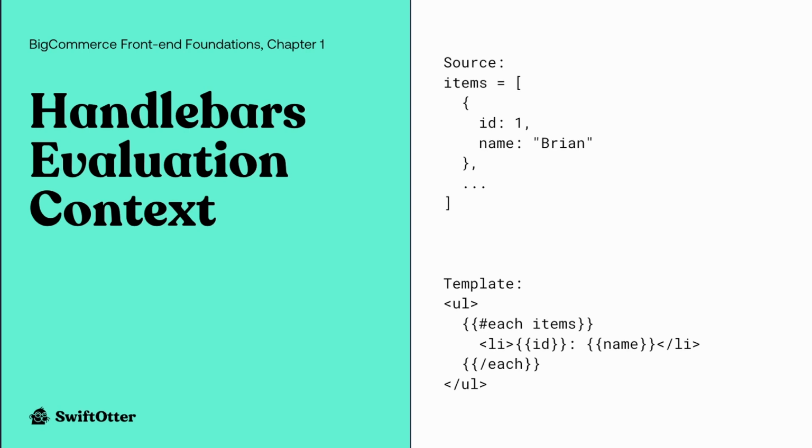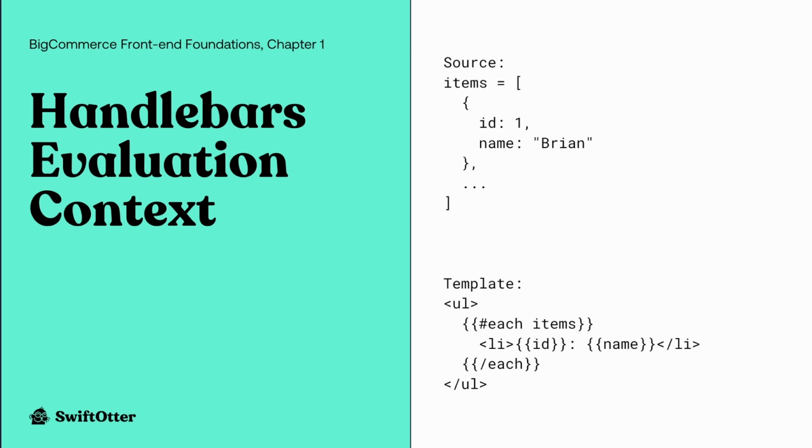We touched on this just briefly when we first looked at loops and looked at how the each expression or helper is used for looping through data. So here's that same example again. We have a source with a variable called items that stores an array of objects, and then in our template we're using the each helper to iterate through items.